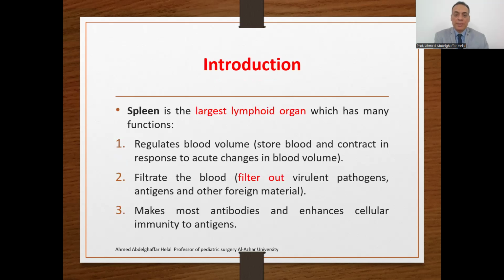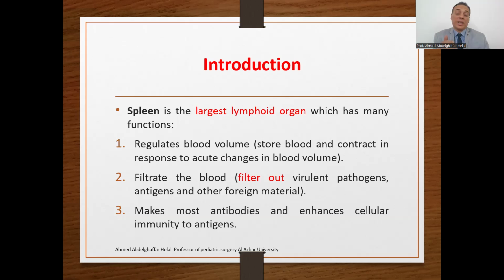Let's see. The spleen is the largest and most important lymphoid organ related to the bloodstream. It regulates the blood volume, and it stores blood and platelets for trauma. It filters the blood, acting as a mechanical or biological filter to remove debris and malfunctioning or old RBCs from the circulation. Also, it can filter organisms, viruses, and bacteria.